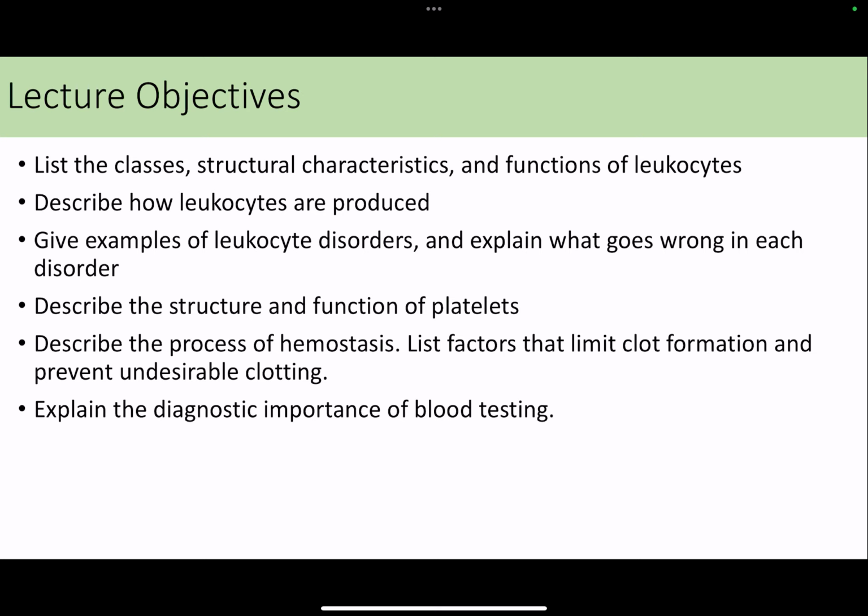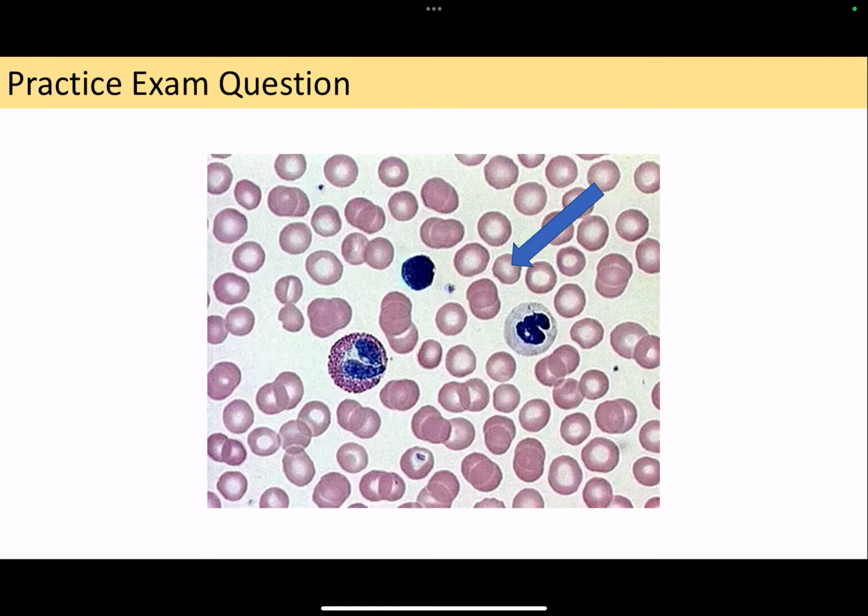We'll describe how those leukocytes are produced. We'll talk about leukocyte disorders and what goes wrong with each. We'll talk about the structure and function of platelets. We'll talk about hemostasis, which is the stopping of blood. And we'll talk about the factors that limit clot formation and prevent undesirable clotting. And then we'll talk about blood testing at the end. And then your lab for today is going to be on ABO blood typing.